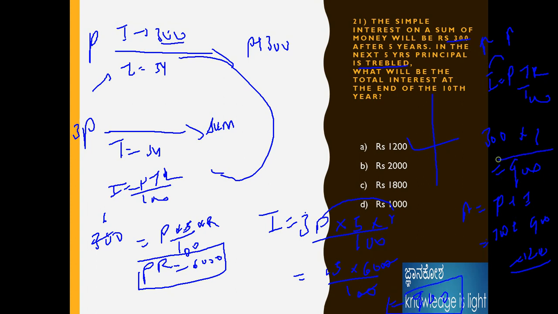900 is the interest here. The principal should be 900 plus 300, the total for 10 years. Initially, for the first 5 years, it was 300. After that, 300 plus 900 for the next 5 years. So the total should be 1,200. Understand? Initially it was 300 for the first 5 years. For the next 5 years it should be 900. The total amount should be 1,200.